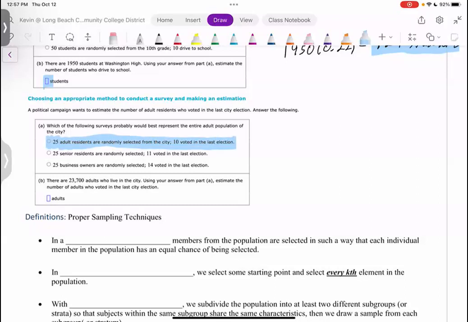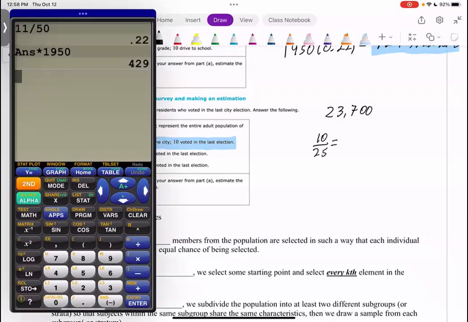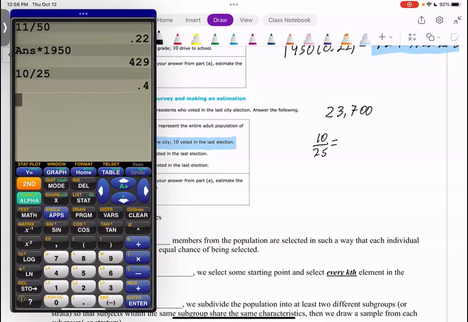And it says that there are 23,700 adults who live in the city. I'm going to write that number down. 23,700 adults. And from part A, I can see that 10 out of the 25 voted in the last election. So let's take 10 divided by 25. This gives us 0.4 or 40%.